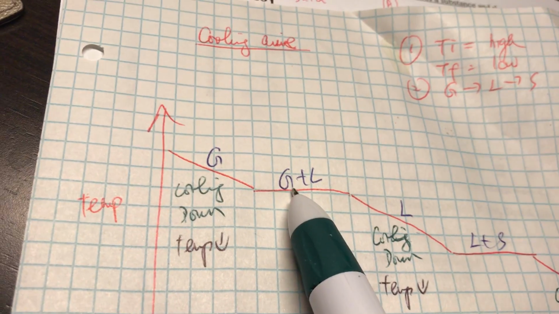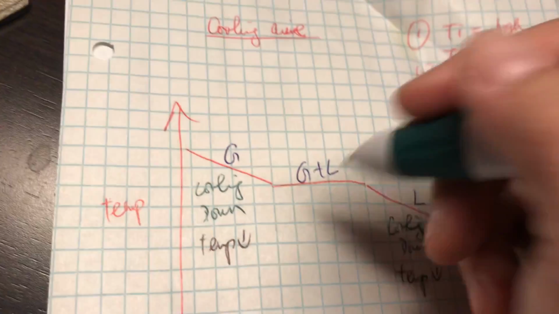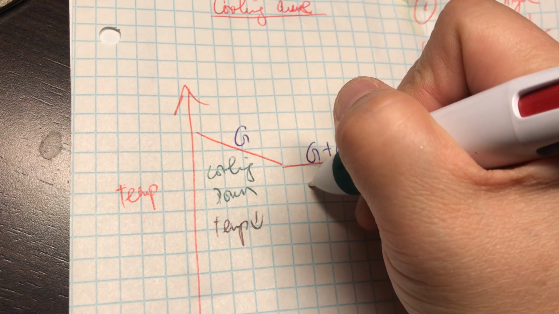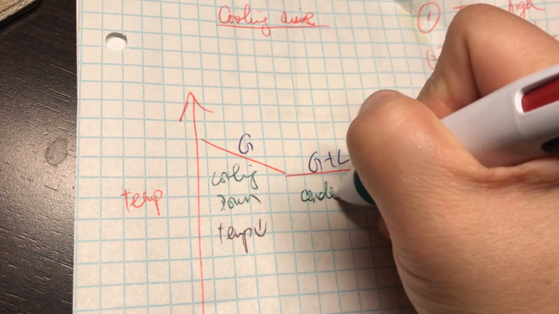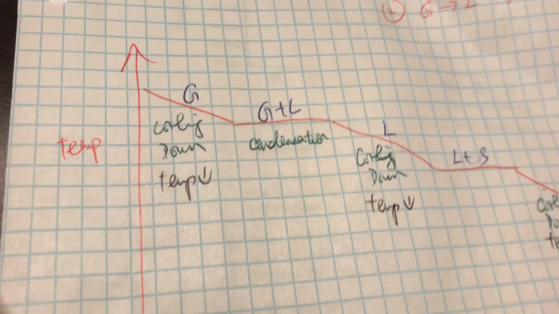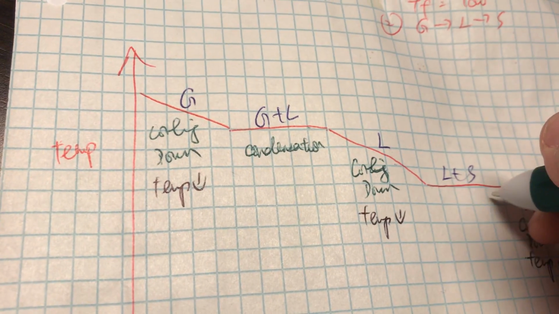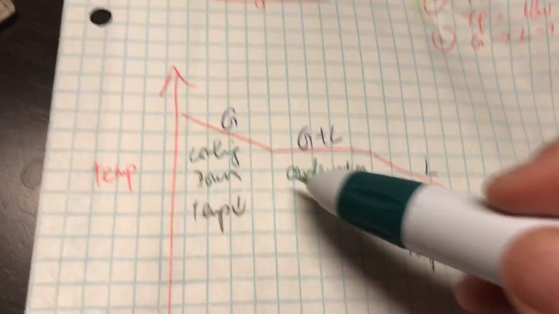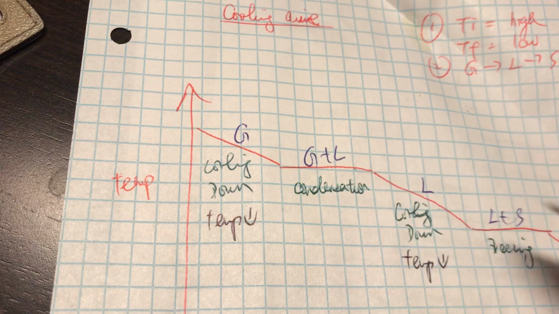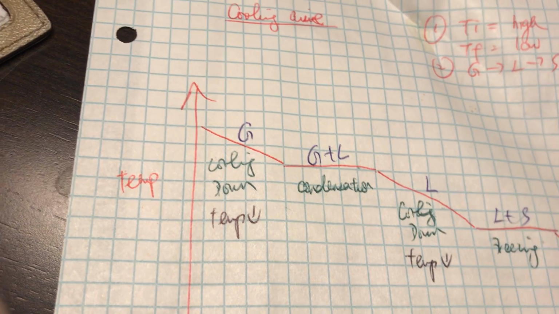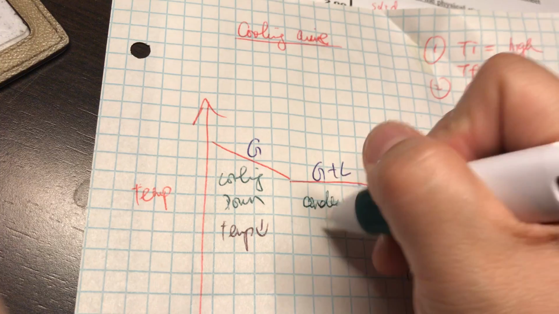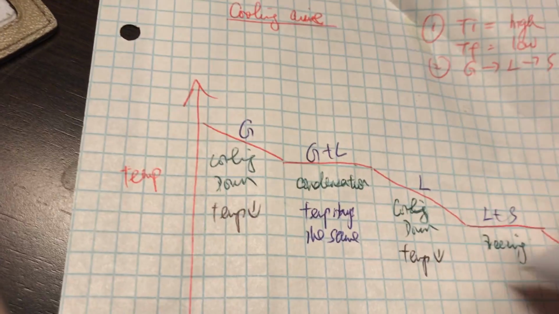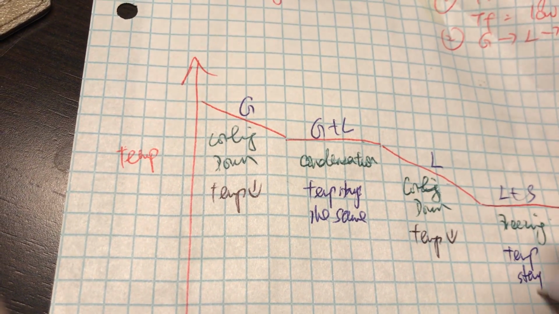These areas also have two states of matter. Here, gas and liquid undergo a phase change, which I believe is condensation. And liquid and solid together will be freezing. So in these two flat areas, there are two states of matter, and the temperature stays the same. Right here we can write: temperature stays the same, and temperature stays the same.